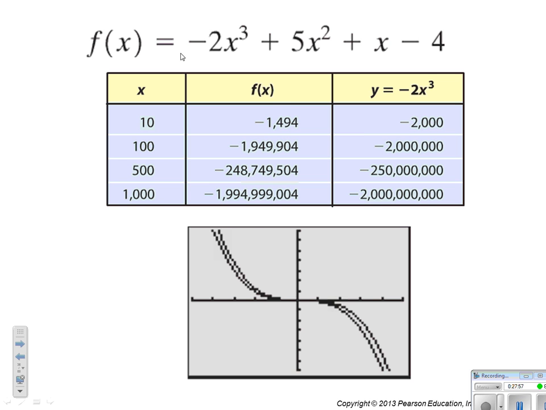For example, -2x to the third plus 5x squared plus x minus 4. This graph is a nice cubic function. Its end behavior is going to resemble -2x to the third.